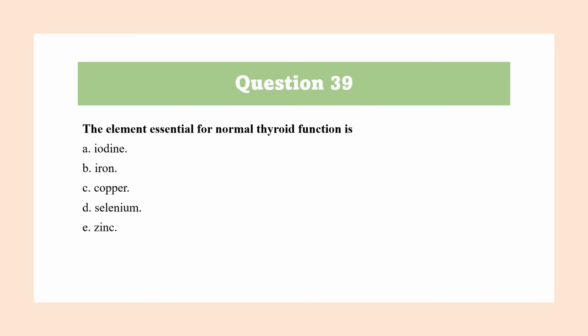Number 39. The element essential for normal thyroid function is A. Iodine, B. Iron, C. Copper, D. Selenium, E. Zinc. The answer is A. Iodine.